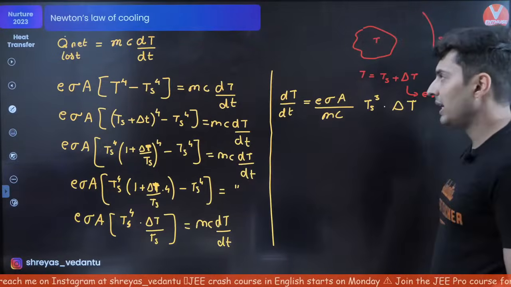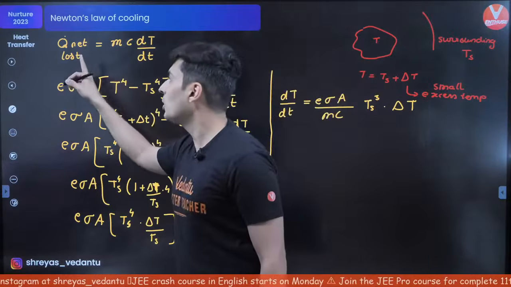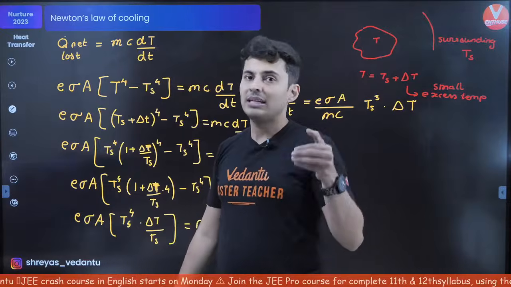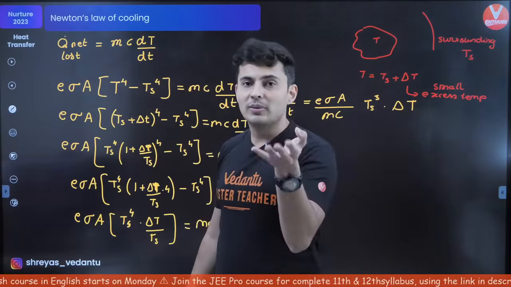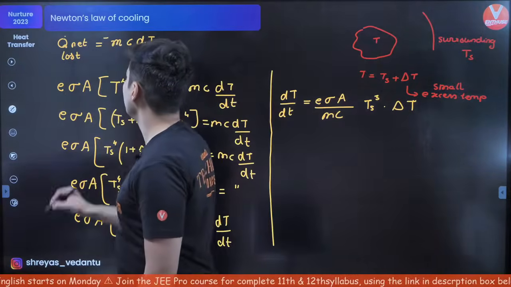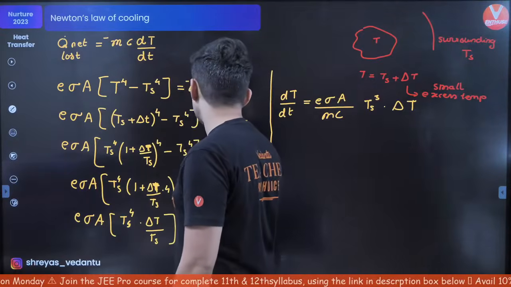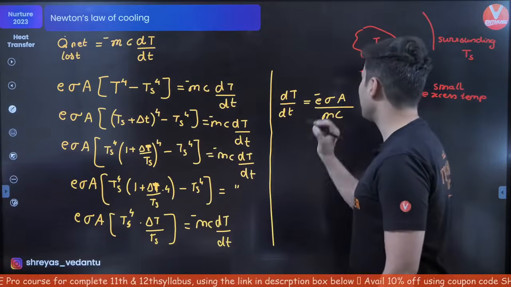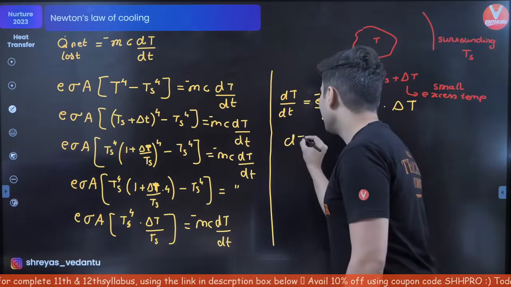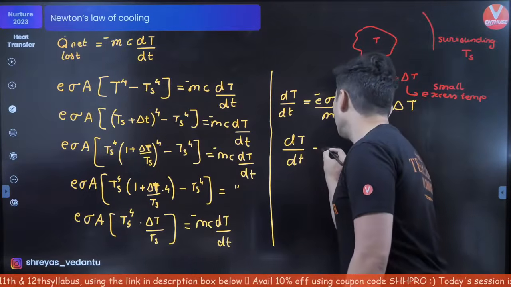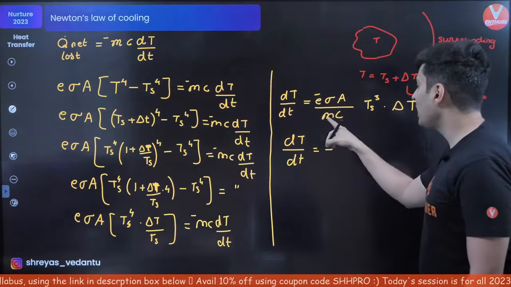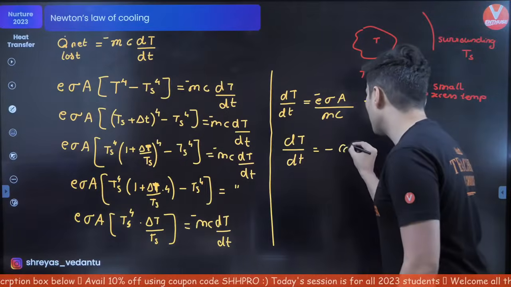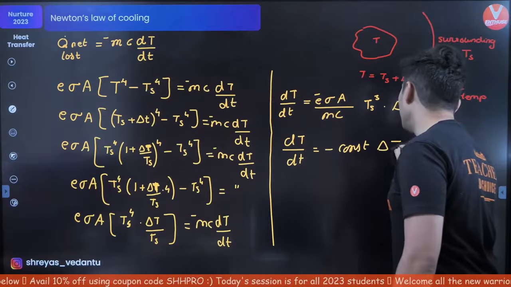Now there is one small catch over here. This is net heat lost, so the temperature is actually going to reduce. It's not going to increase, it's going to reduce. So the derivative will actually be negative. So everywhere just put a minus sign because the temperature is reducing. So I will get dT by dt will be minus E sigma A by mc Ts cube. It's all a constant. So I'll just put a constant into delta T.